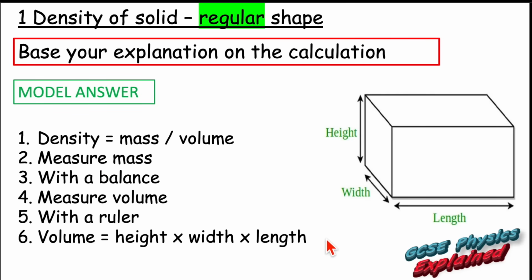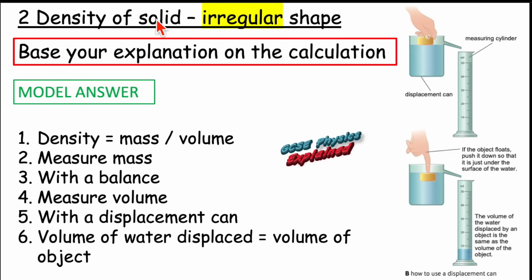As I say, that's a very good basis for the 6 marks. You may need to tweak it slightly on the day, depending on the context of the question. Right, what about the other solid? Well, this is an irregular shape, so it could be something like a stone or something with edges you can't measure with a ruler. In which case, we'll still start with the equation for density, mass over volume.